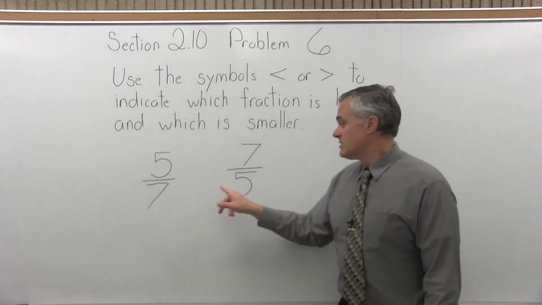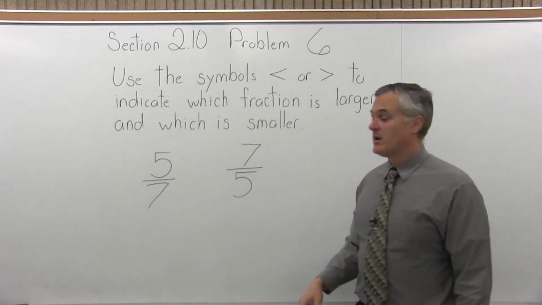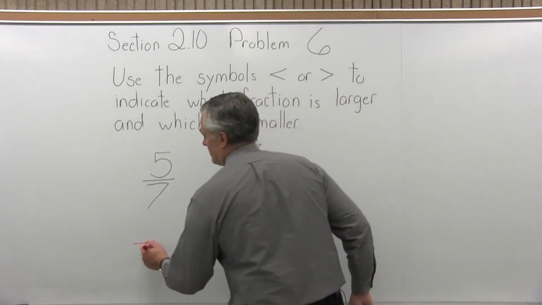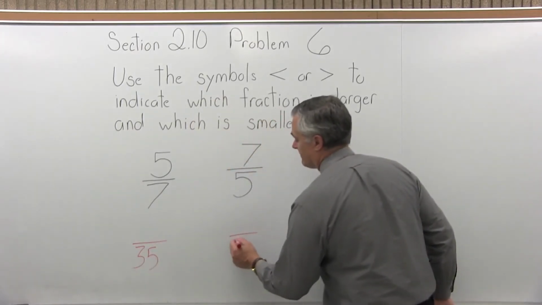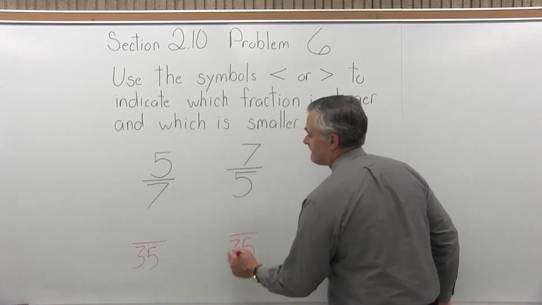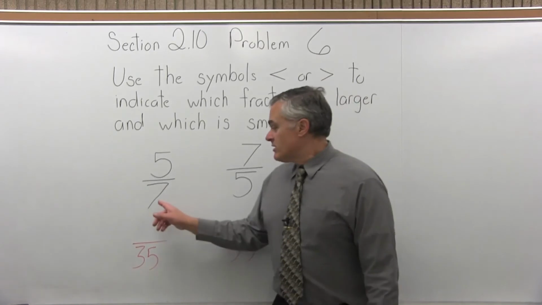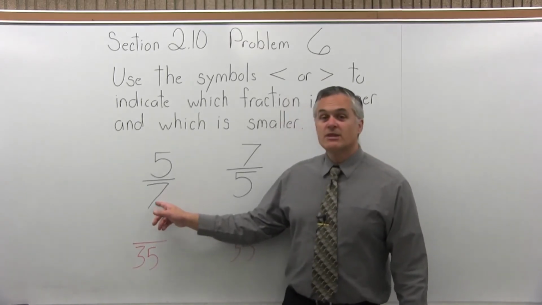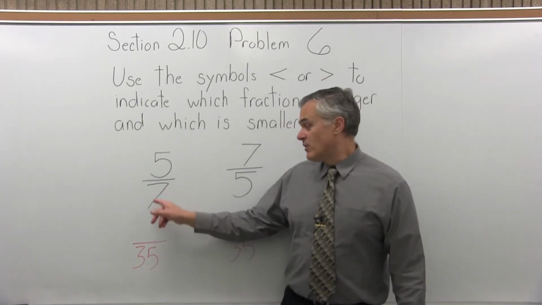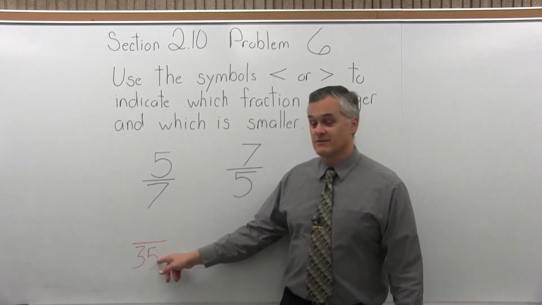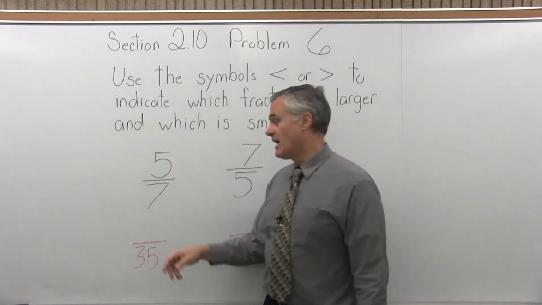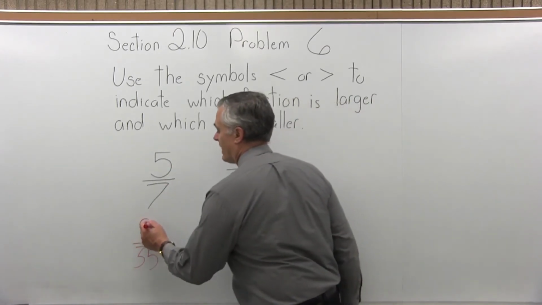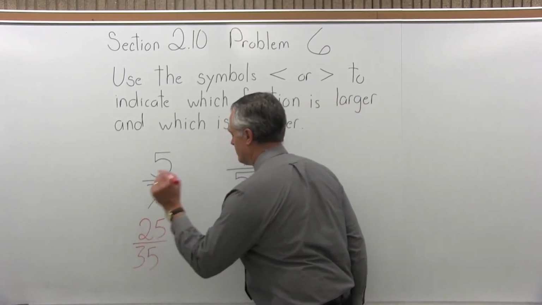So I have denominators of 7 and 5, so a good common denominator is 35. 7 and 5 both divide into 35 evenly. So now looking at the denominator, 7 times some value became 35. Well, it must have been 7 times 5. So the numerator would be multiplied times the same value. I'd have 5 times 5, which is 25.